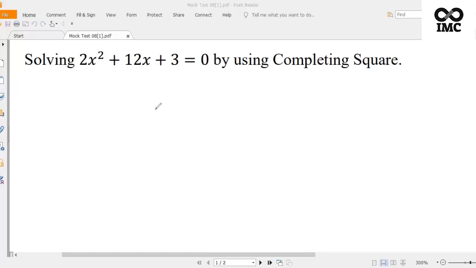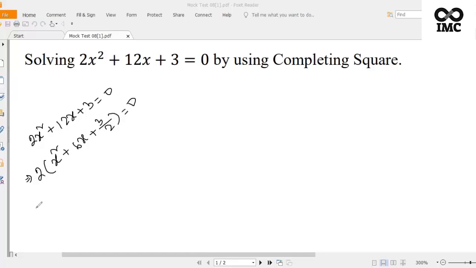Here the question says solve 2x² + 12x + 3 = 0 by using completing the square. So here 2x² + 12x + 3 = 0. At first we can take 2 as a common factor. So we can write x² + 12/2 x, that is 6x, + 3/2 = 0. Or instead of this, we can write x² + 6x + 3/2 = 0.